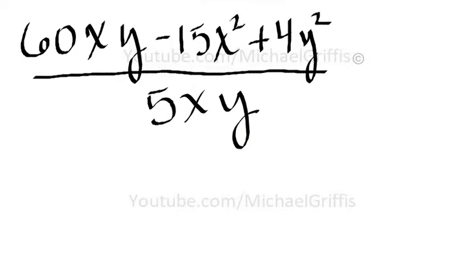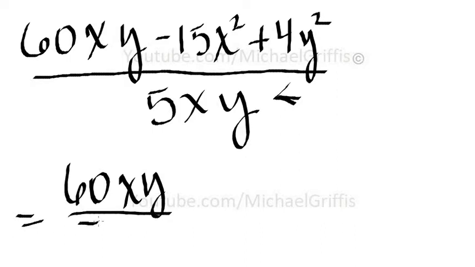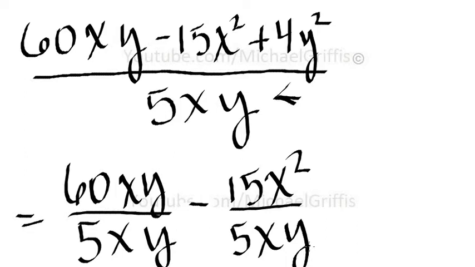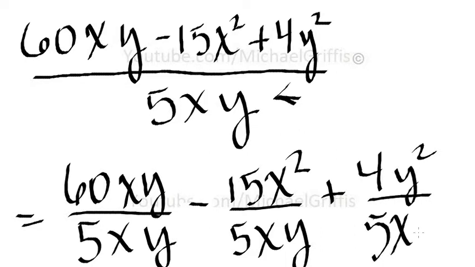We're going to break this up since we have a monomial down here in the denominator, and then simplify 60xy over 5xy plus, whoops, that is not plus, that is minus 15x squared over 5xy plus 4y squared over 5xy.